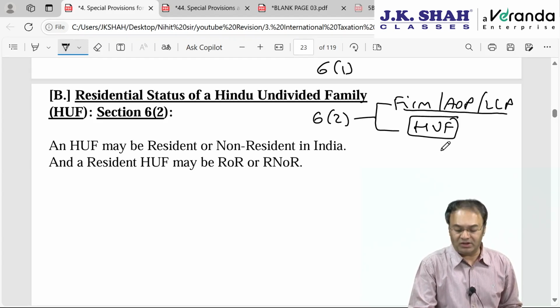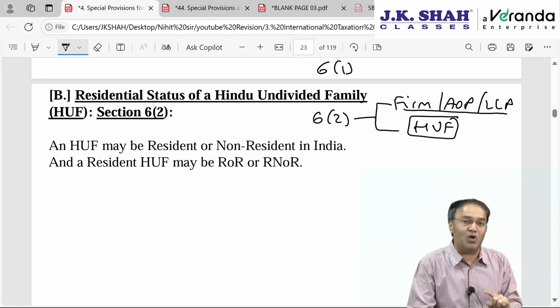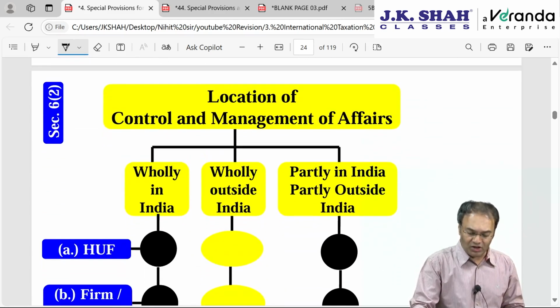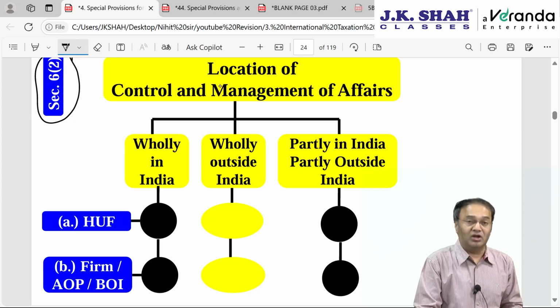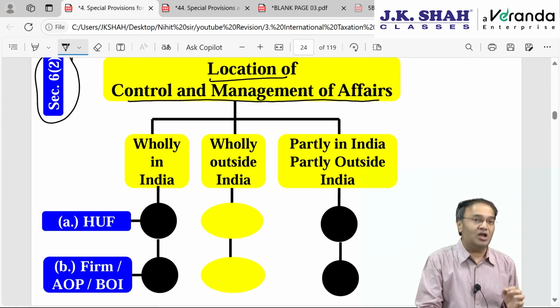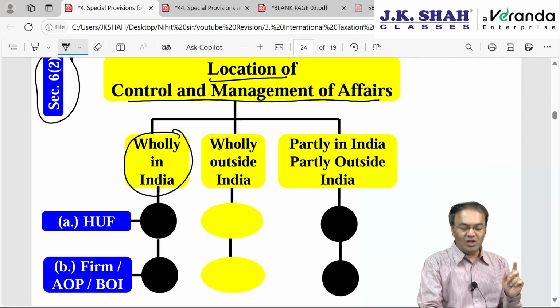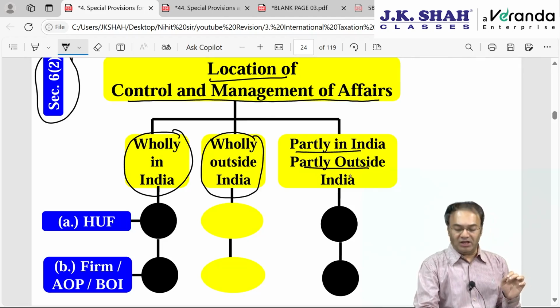The reason is very simple: HUF, apart from being resident, can be RoR or RNOR also. But partnership firm, AOP, LLP can be only resident or non-resident. They cannot be RoR, RNOR. So right now, for HUF and the other 3 persons combined, the residential status will depend upon the location of control and management of affairs. Control and management of affairs has 3 possibilities: it could be wholly in India, or wholly outside India, or partly in India, partly outside India.